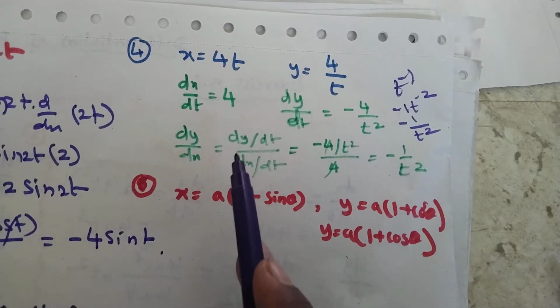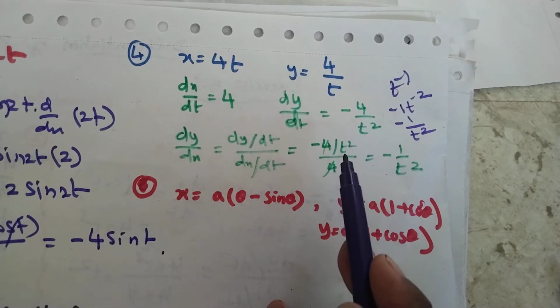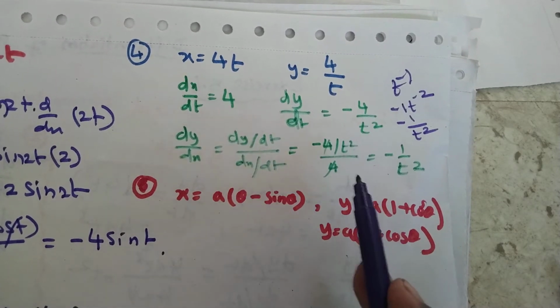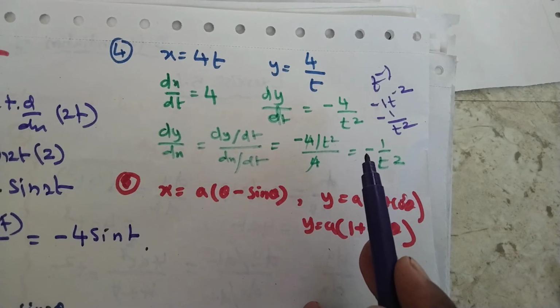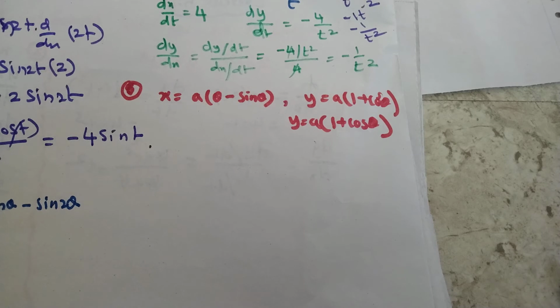Now dy by dx equal to dy by dt divided by dx by dt. Here dy by dt is minus 4 divided by t square. dx by dt is 4. 4 will get cancelled. Our answer will be minus 1 divided by t raised to 2. Now come to the next example.